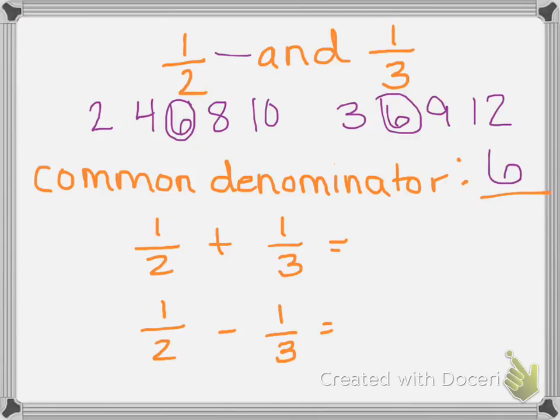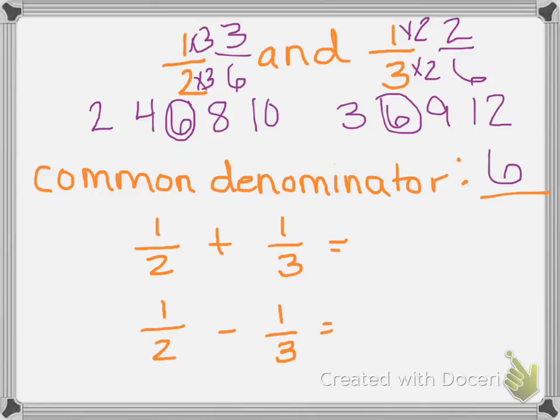So if I want to change 1/2 into sixths, 2 times 3 is 6. Whatever I do to the denominator, I do to the numerator. Therefore, 1 times 3 is 3. To get from 1/3 to sixths, I do 3 times 2. Again, what I do to the denominator, I have to do to the numerator. 1 times 2 is 2.